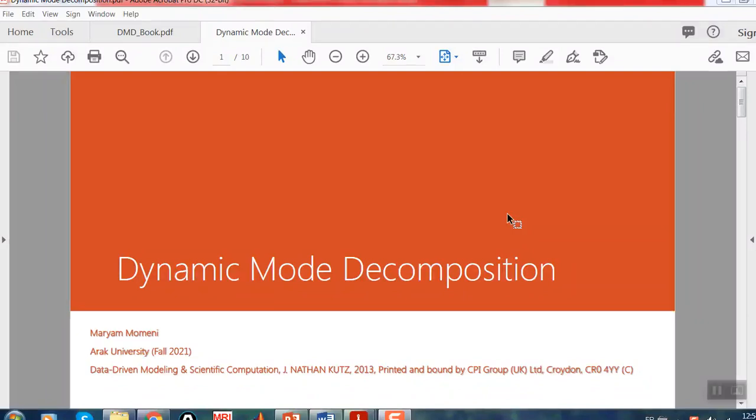As we discussed in the previous sessions, we reviewed and studied some dimensionality reduction methods: SVD, PCA, and ICA. We discussed the characteristics and features of those algorithms. Now in this session, we want to review and study dynamic mode decomposition, which in shortened form we call DMD.